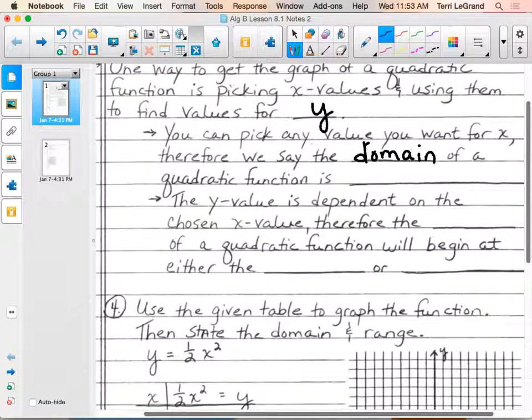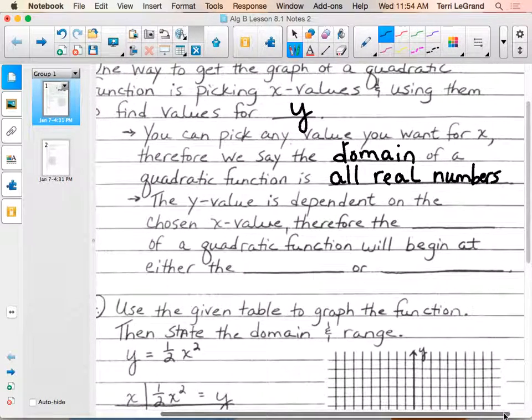Okay. So the domain basically means this. Are there any x values? What are the x values that you can use in the function? Well, we just decided we could use them all. So we're going to say the domain of any quadratic function is all real numbers. You're not going to have to think very hard when they ask you what is the domain of this quadratic function. You're going to get to say all real numbers. Okay? That's not going to be the thinking one. The thinking one is going to be the y one, because the y value is dependent upon what happens with the x values that you choose.